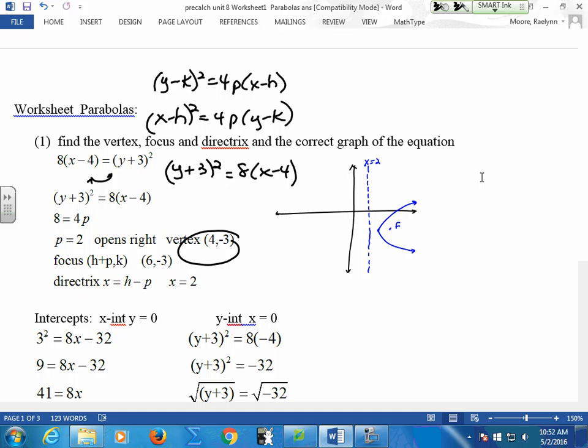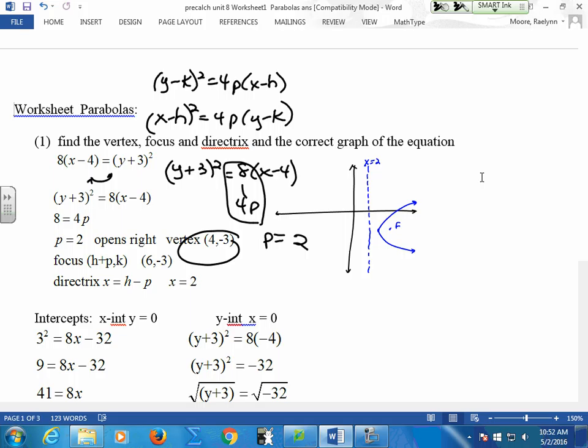Which way is it going to open? To the right. Why did you know to the right? Because 4p is positive, right? This is equal to 4p. So what's p equal to? 2. It's a y squared, so it's going to open left or right. If p is positive, it opens to the right. If p is negative, it opens towards the negatives.